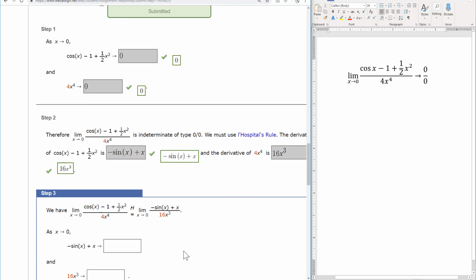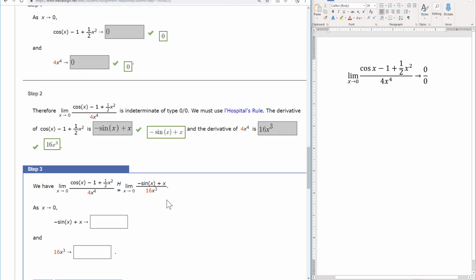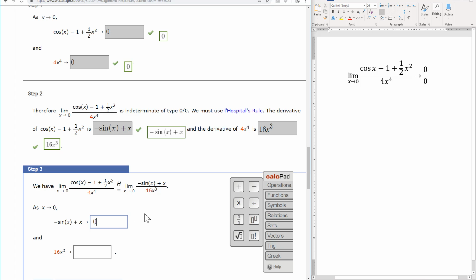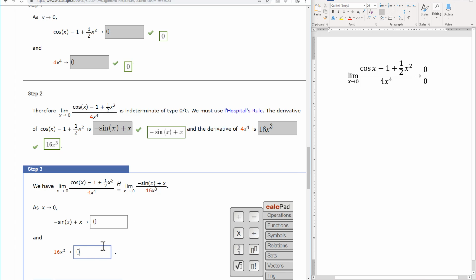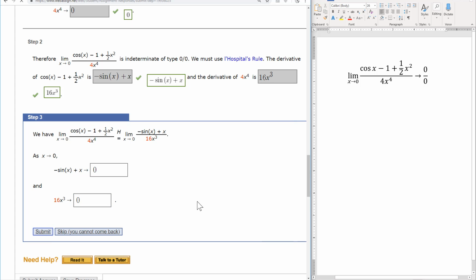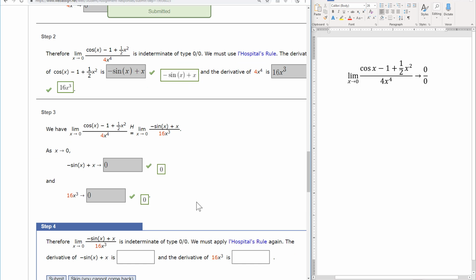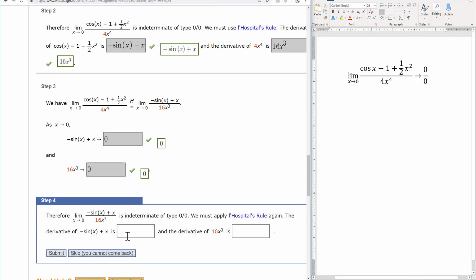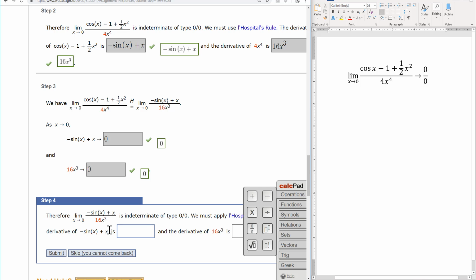Now that we have derivatives, we can try to take the limit, and the numerator here, if you put 0 in, will be negative 0 plus 0. It's still going to be 0, and the denominator is still going to be 0. So it looks like we're going to have another indeterminate form here. So let's continue on. We can use L'Hopital's rule as many times as we need to, as long as we keep following the rules.